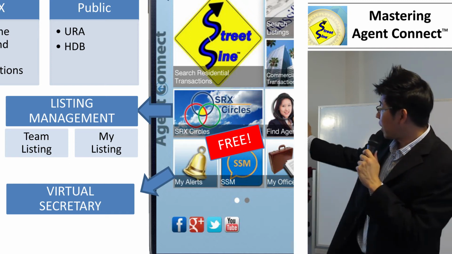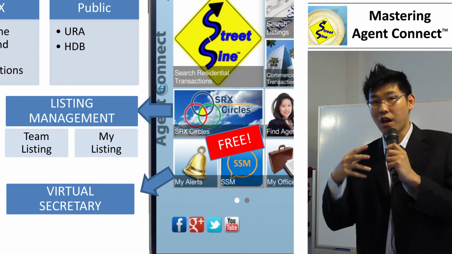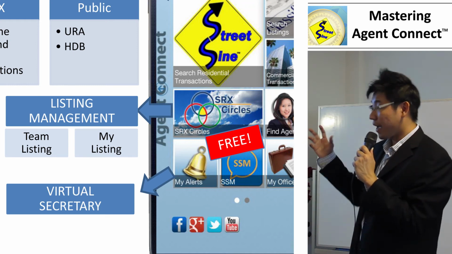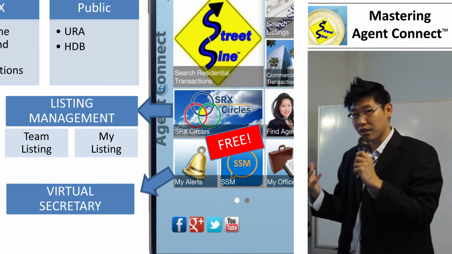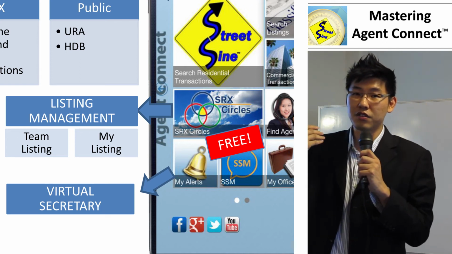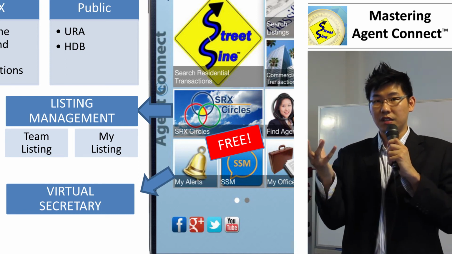And for this listing management, you can see two things. One is your team listings, meaning the listings that you have in the team, as well as my listings. Now, you only see team listings if your team leader is on board with us on this agency management system, which allows you to see all the team listings within your team.